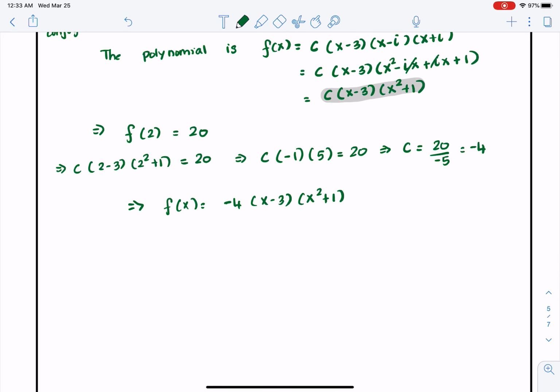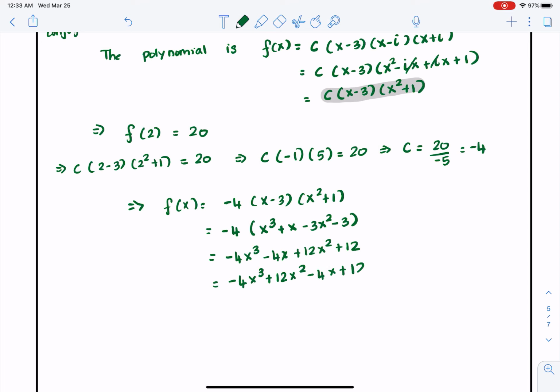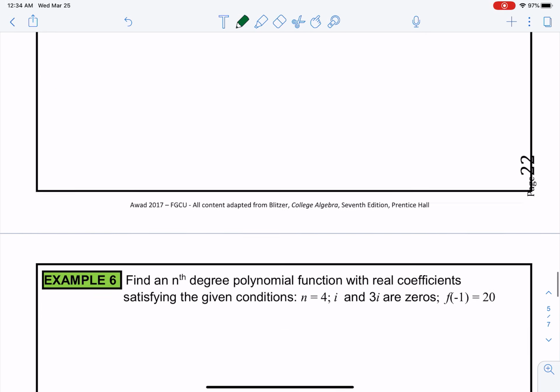You can leave it as is, or you could FOIL and write it as a polynomial. So let's try that. x cubed plus x minus 3x squared minus 3. Distribute the negative 4. We have negative 4x cubed, negative 4x, plus 12x squared, plus 12. Put things in order: negative 4x cubed, plus 12x squared, minus 4x, plus 12. And that is our third degree polynomial.